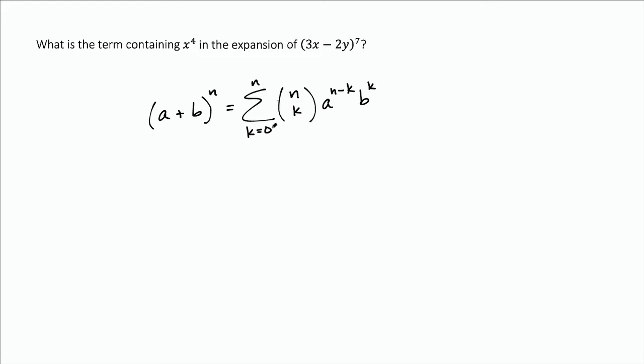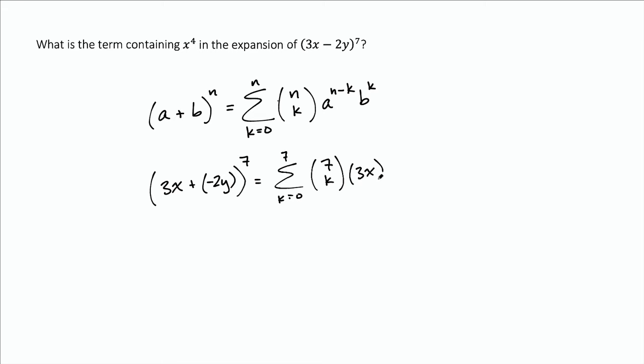Now, I don't really care about the sum part. I just care about these individual terms. So let's go ahead and plug in our values. We've got a 3x, and I'm going to write this minus 2y as plus a negative 2y, just so I can see that plus in there. That's raised to the 7. So that's going to be a sum from k equals 0 to 7 of 7 choose k times 3x to the 7 minus k times negative 2y to the k.